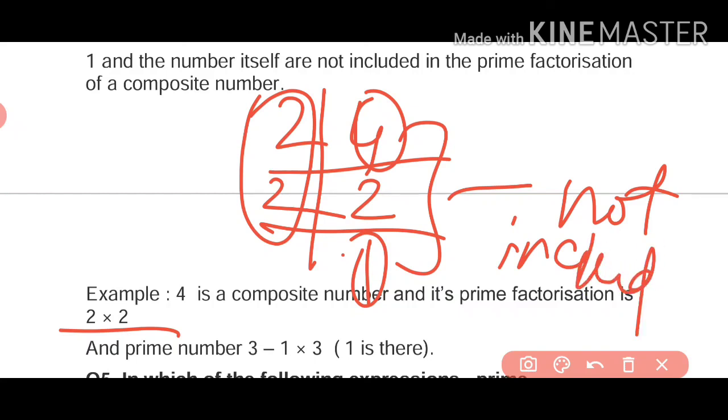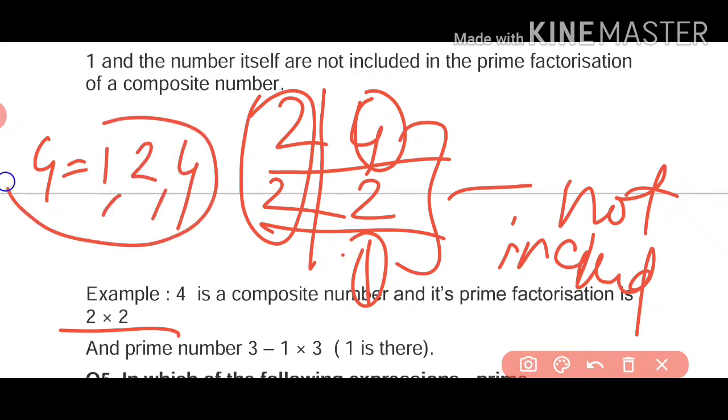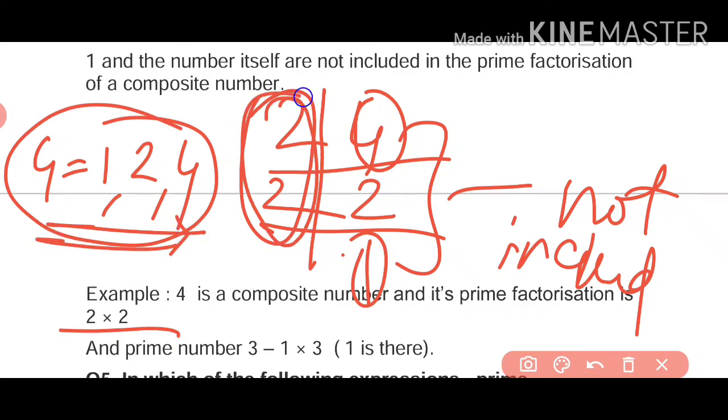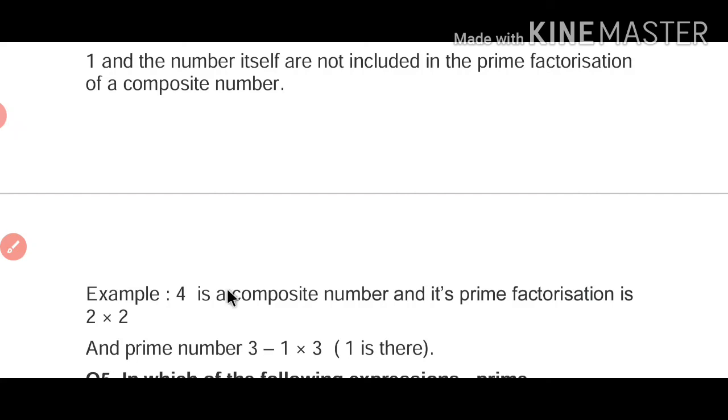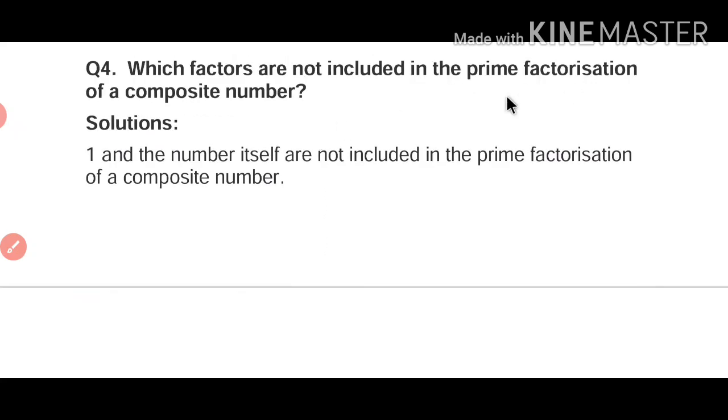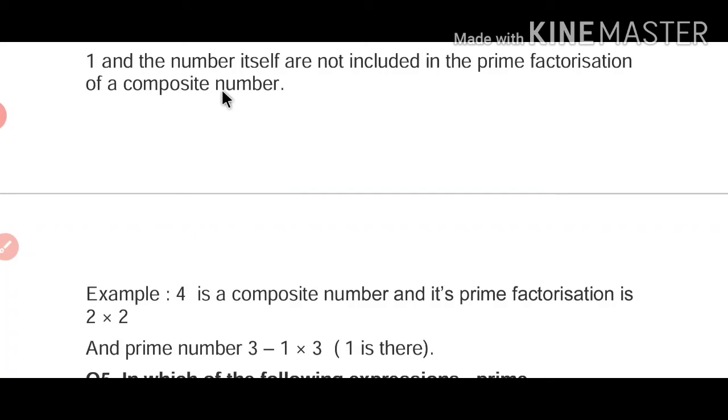But if we find the factors of 4, factors of 4 means the numbers which divide 4: 1, 2 and 4. It means 1, 2 and 4 are the factors of 4. But if we find the prime factorization, here 1 and 4 are not included. Means 1 and itself. So you can see that if we find the prime factorization of a composite number, the factors which are not included are 1 and itself, or 1 and 4.